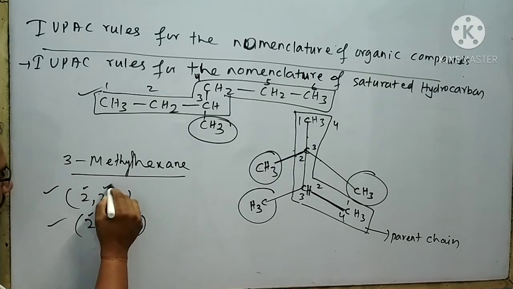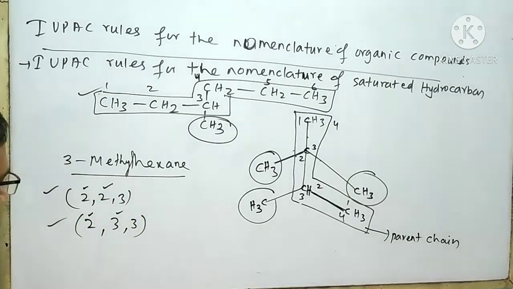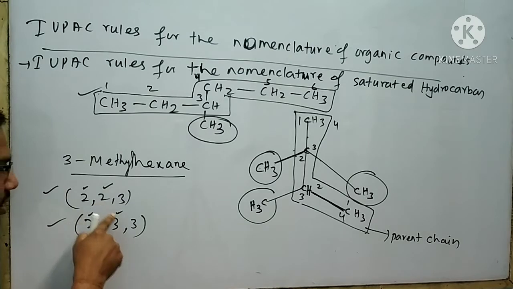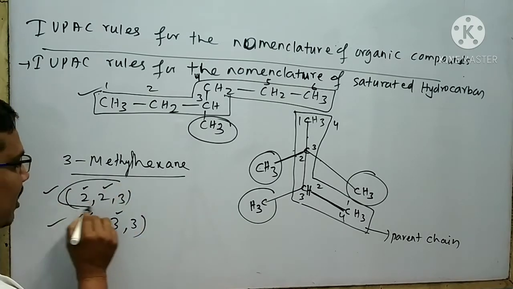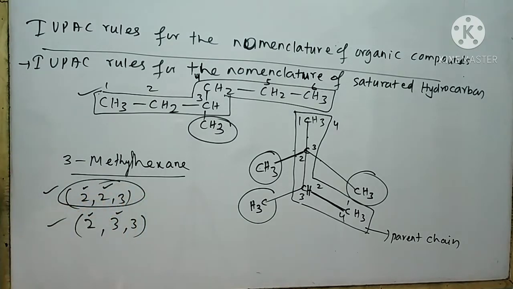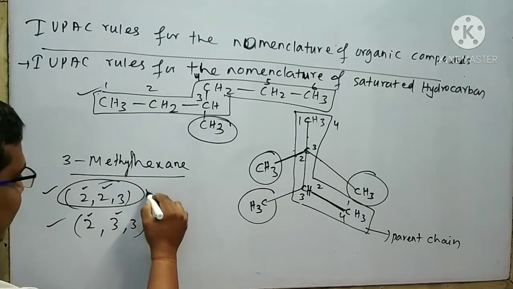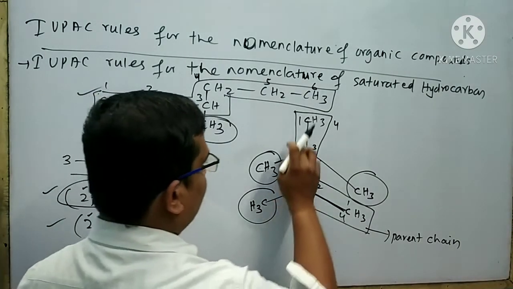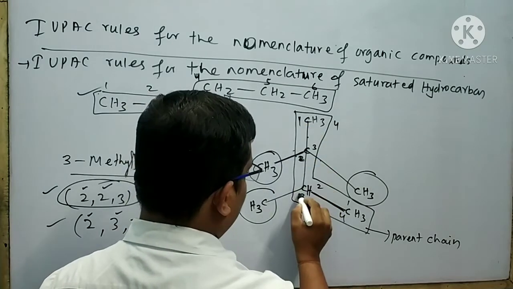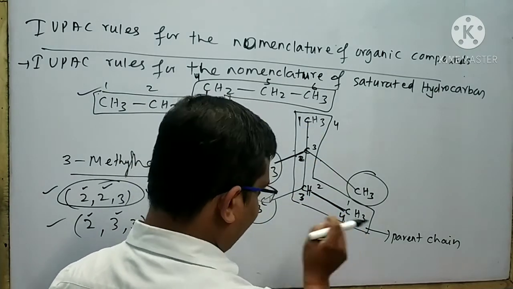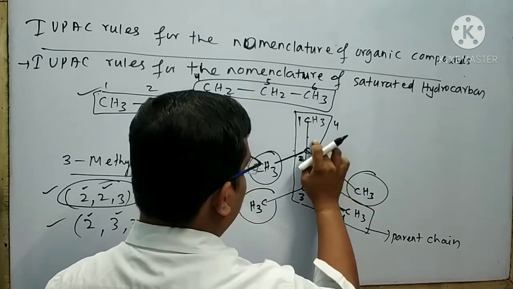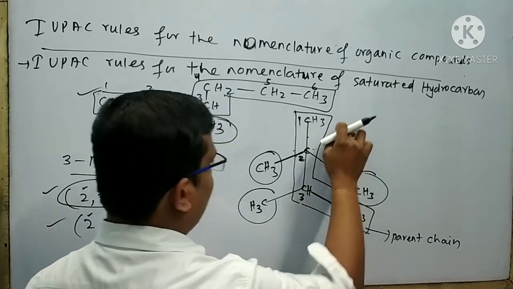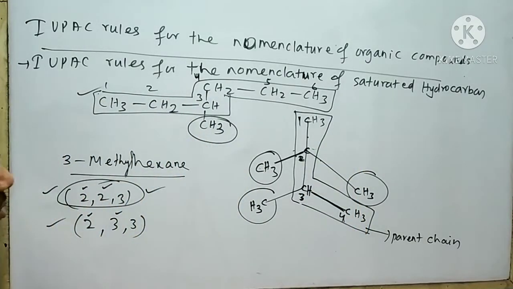So it is bound to compare the next digit. Look at that, here 2 is written, here 3 is written. That means 2 is smaller than 3, so this is the lowest set of locants. So it is bound to take this set of locants for the nomenclature of this organic compound. This is the correct numbering. We cannot use the other numbering for the nomenclature of this organic compound.